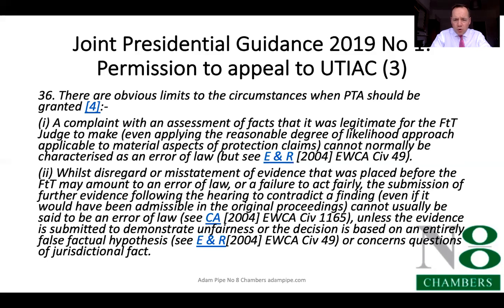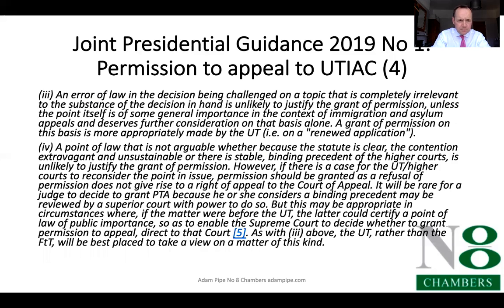Two, whilst disregard or misstatement of evidence that was placed before the FTT may amount to an error of law, or a failure to act fairly, the submission of further evidence following the hearing to contradict a finding cannot usually be said to be an error of law, unless you can satisfy the E&R criteria. So you can't just say, well, hang about, actually there's this evidence that we never submitted, that shows there was an error of law. If there's new evidence, usually it has to be a fresh application unless you can satisfy the criteria in E&R. Obviously, if you do get permission and an initial decision is set aside, when the upper tribunal come to rehear the appeal, then you can put in new evidence with permission.